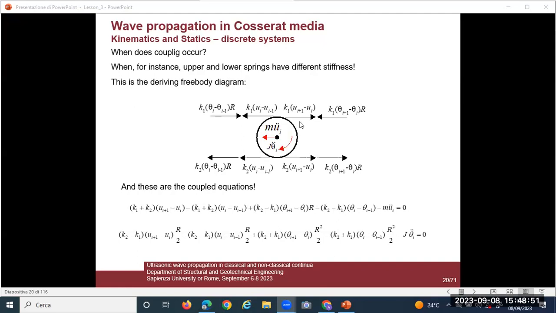These equations were uncoupled, but they might be coupled. When are they coupled? Consider the case when the two springs have a different stiffness. If the two springs have different stiffness, there is an imbalance between these two forces, and in this case, the equations become coupled.